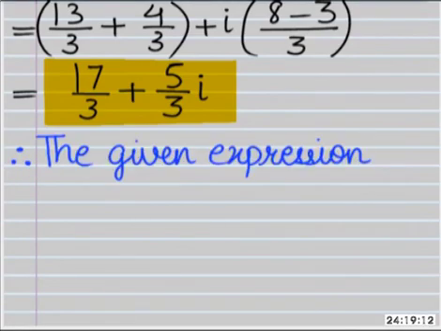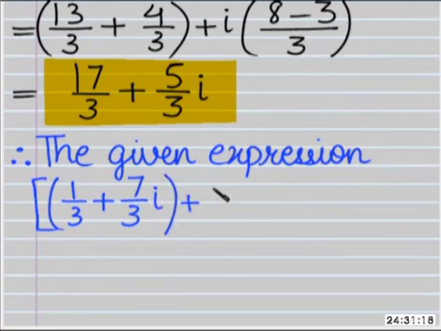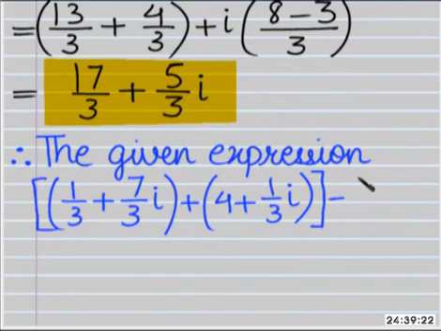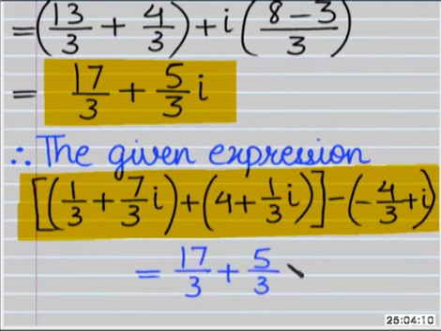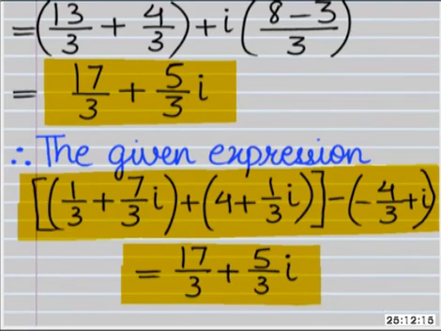Therefore, the given expression 1 upon 3 plus 7 upon 3 into iota plus 4 plus 1 upon 3 into iota minus 4 upon 3 plus iota, when expressed in the form a plus iota b, is equal to 17 upon 3 plus 5 upon 3 into iota, which is the required solution.